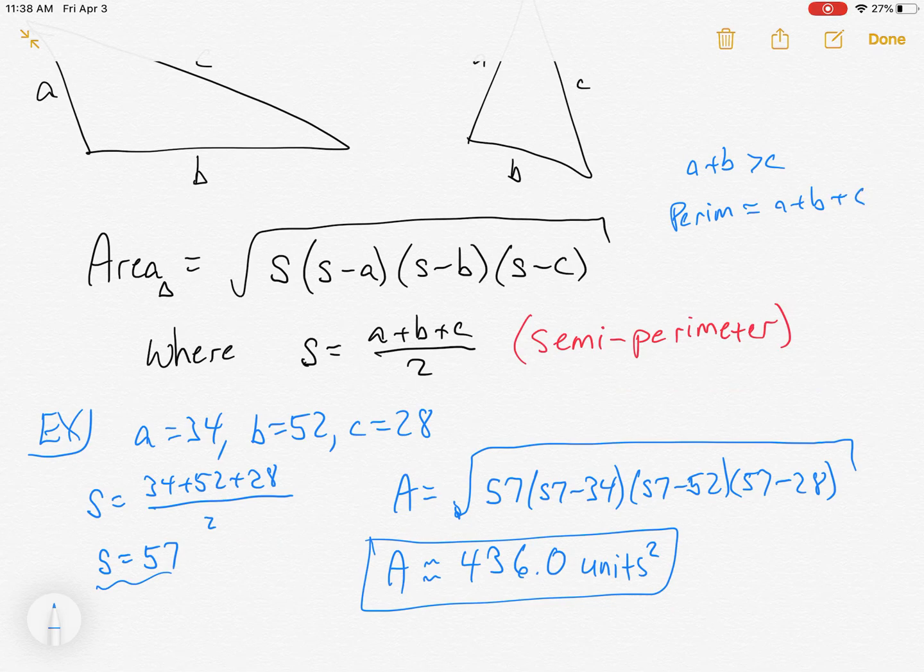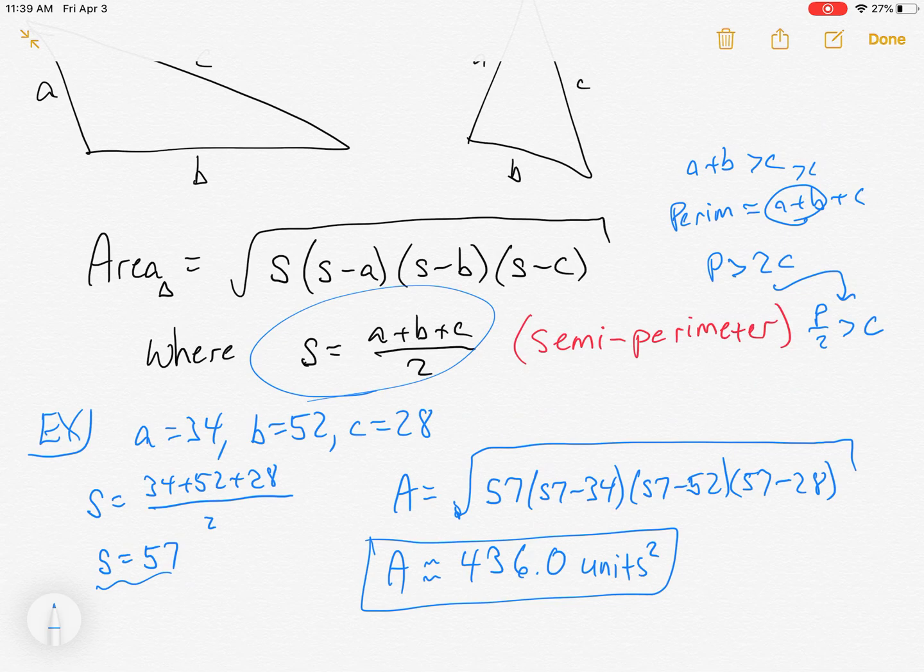Since the perimeter is A plus B plus C, and A plus B is bigger than C, the perimeter must be bigger than 2 times C, 2 times the biggest side. So half the perimeter, oh man, this is all squeezed in, half the perimeter must be bigger than C, which is the biggest side. Well, this is half the perimeter. So what we just learned, the way triangles are constructed, is that half the perimeter must be bigger than the biggest side.